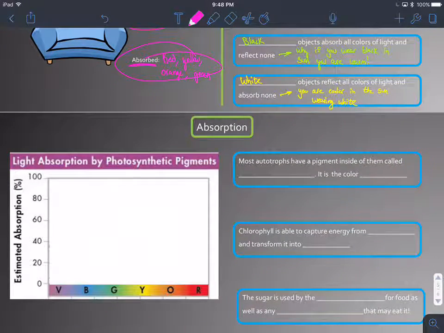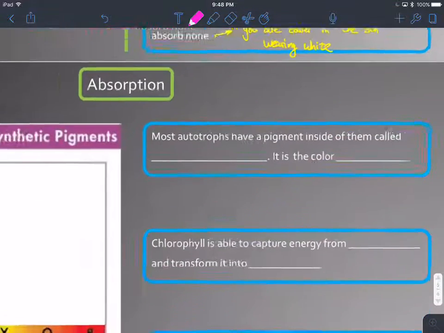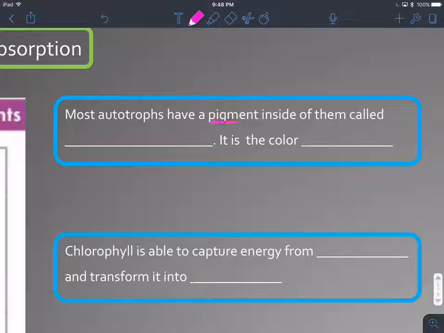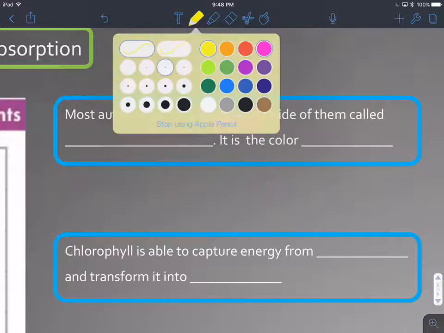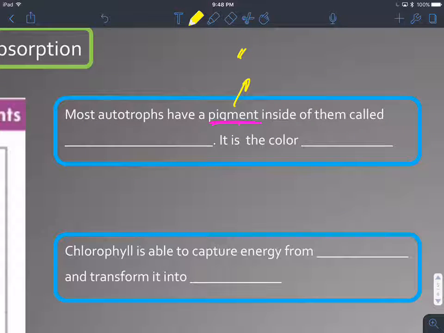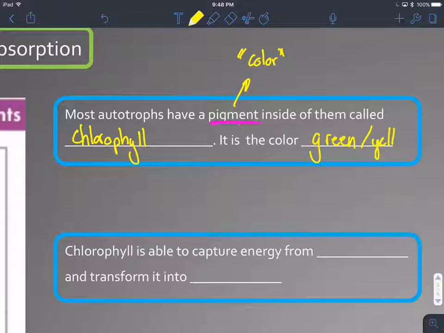What does this have to do with autotrophs? What is my main point here? Well, my main point is that autotrophs have a pigment, think of this as a color, inside of them called chlorophyll. Many autotrophs have this. And chlorophyll is the color green, and sometimes can be a little bit yellow.